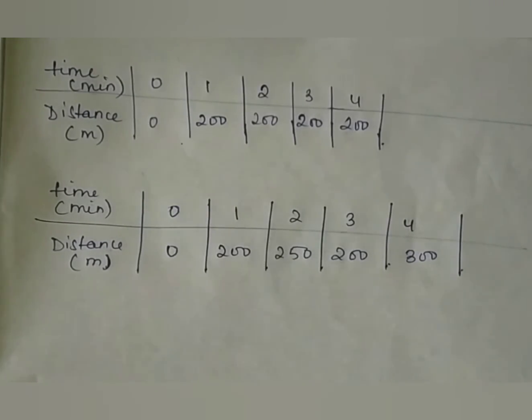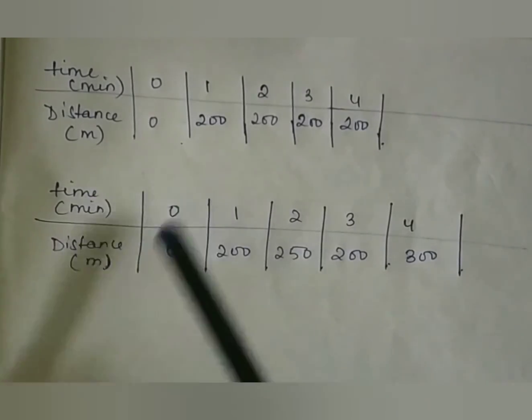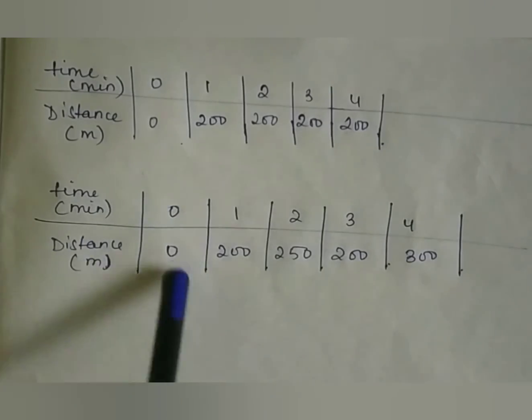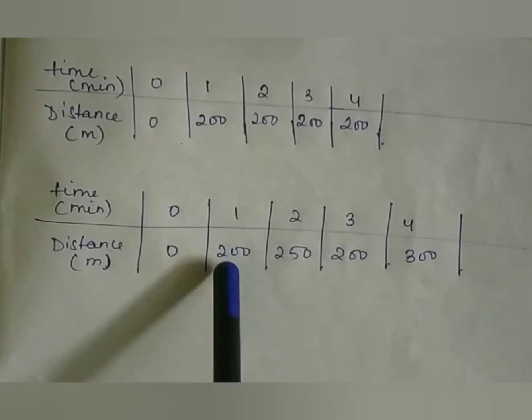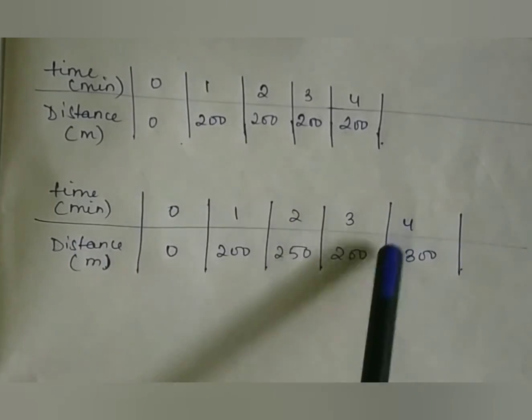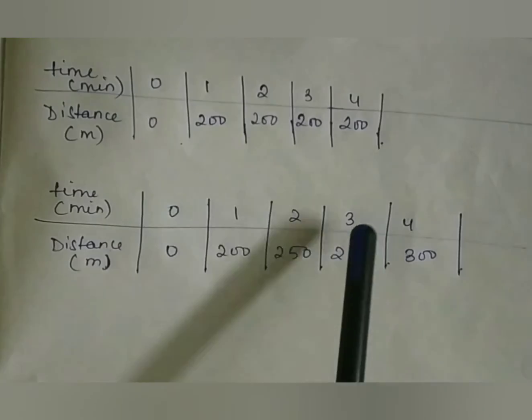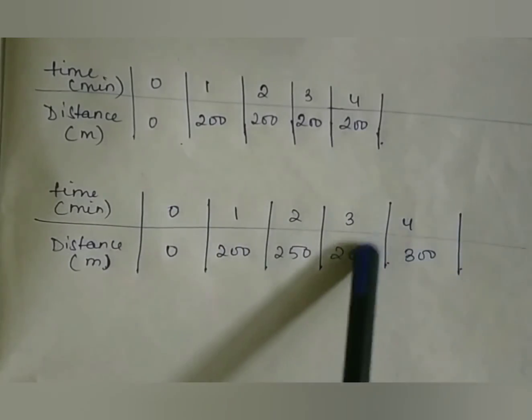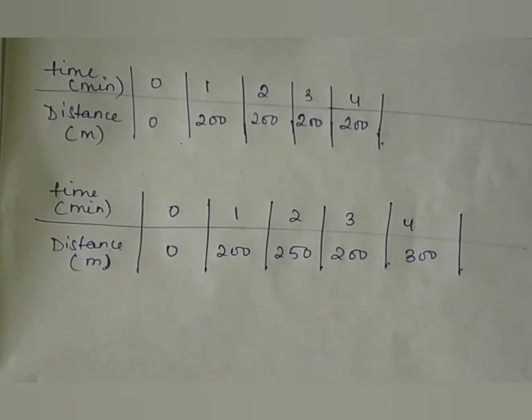Now what is a non-uniform motion then? Now suppose the same situation where you started from your house to the market, the initial time and distance being 0, 0. In the first 1 minute, you travel 200 meters. In the next 1 minute, you travel 250 meters. In the next 1 minute, you travel 200 meters. And in the next 1 minute, you travel 300 meters. So here you can see that you are traveling different distance in equal interval of time.